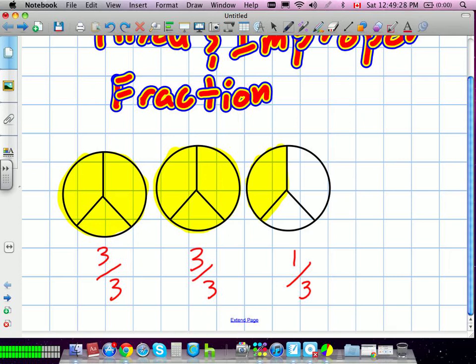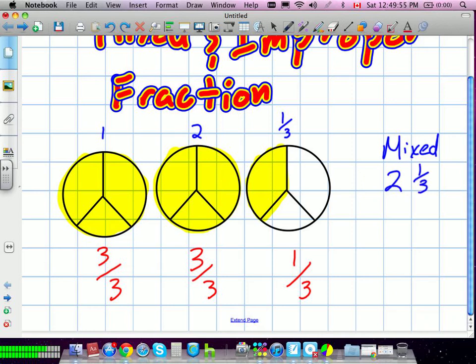I know the next number. What will the next number be? 2 wholes, and 1 over 3. That's right. So our mixed number, we'll call it mixed. There are 1, 2 wholes, and a third, right? So 2 and 1/3 all together.